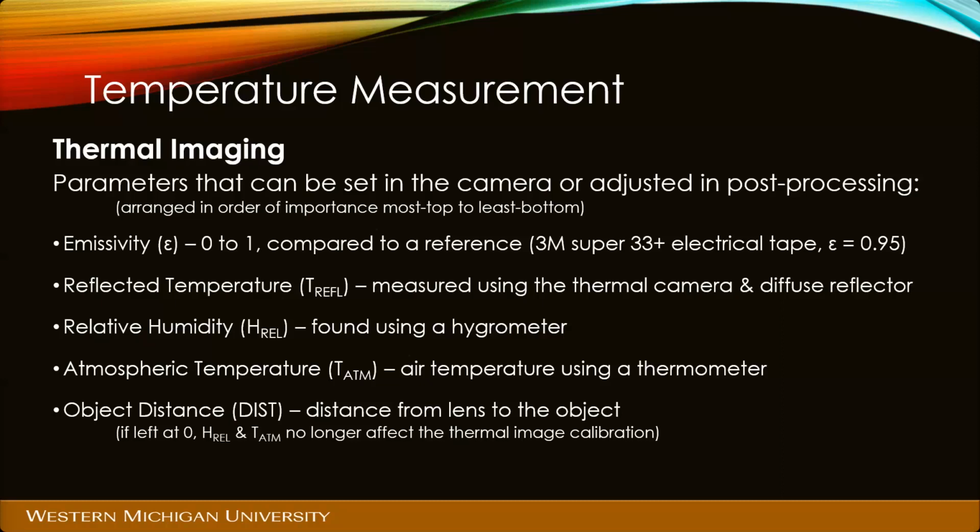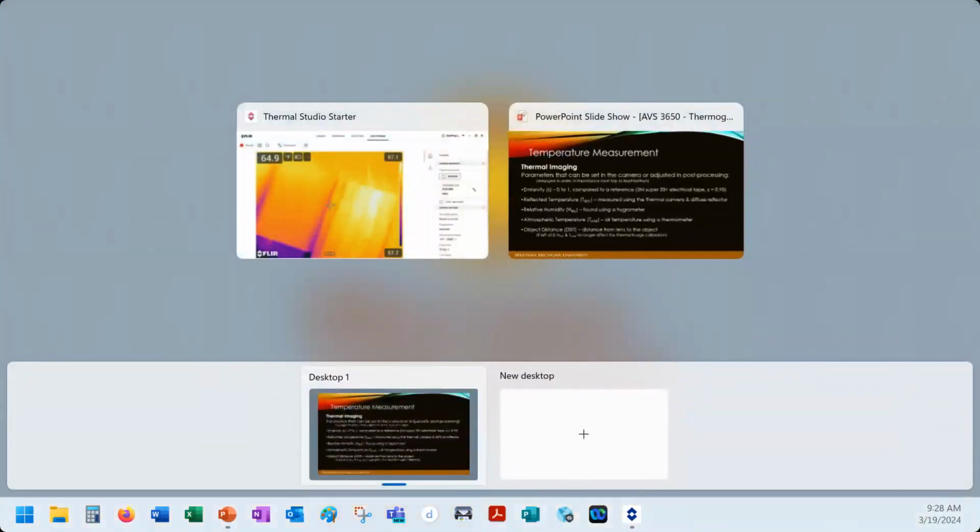But distance from the lens to the object, the camera, actually this camera has the ability to figure that out because it has a laser rangefinder in it. But if you don't, you can do that simply by doing a measurement.